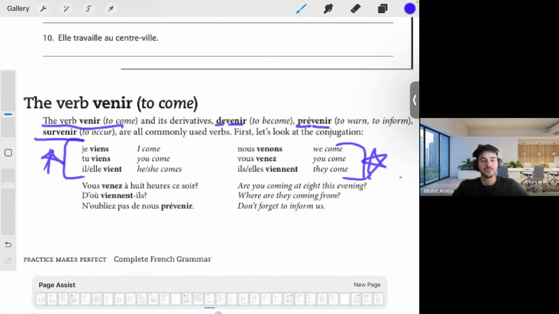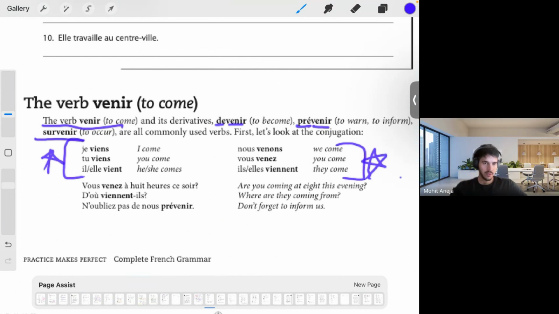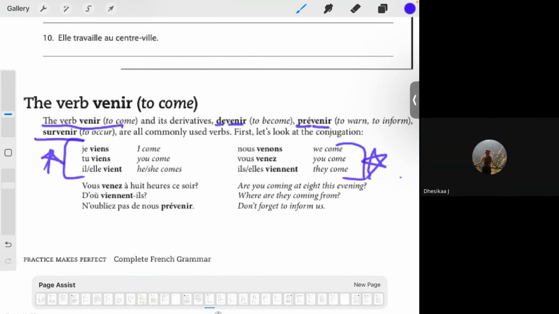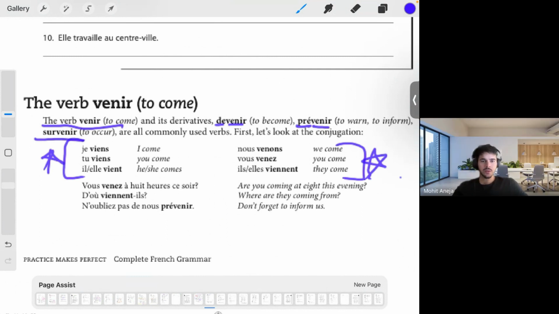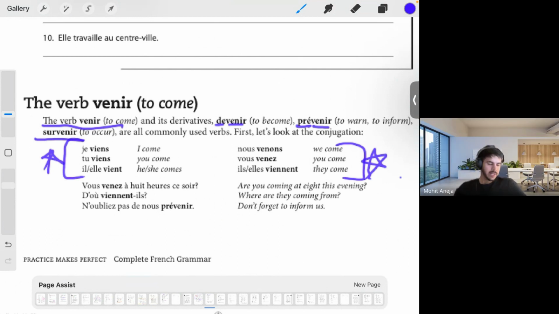Please read this out for me. Je viens. Tu viens. Il vient. Elle vient. Nous venons. Vous venez. No, no, it's not venons, it's venons. Very nice. Nous venons. Vous venez. Ils viennent. Elles viennent. Il vient, elle vient. Very nice. So venir means to come, to go somewhere and then come back from some place.